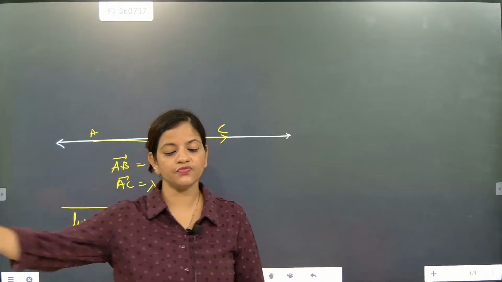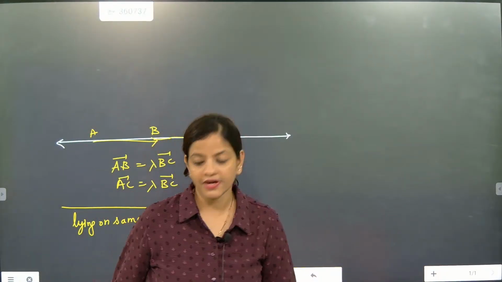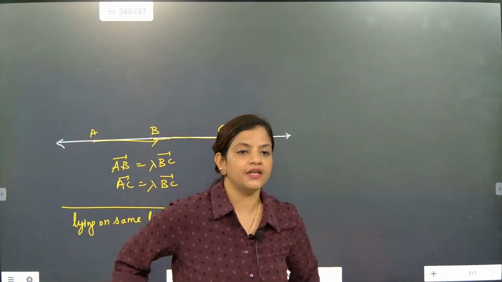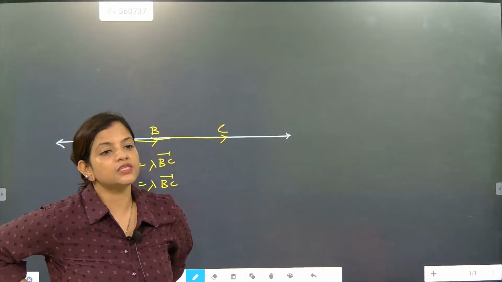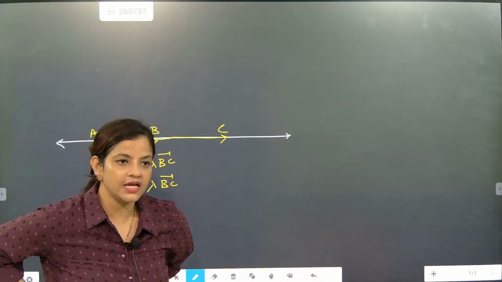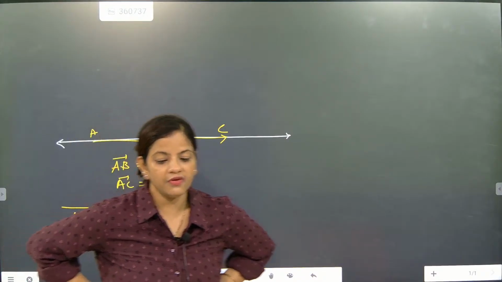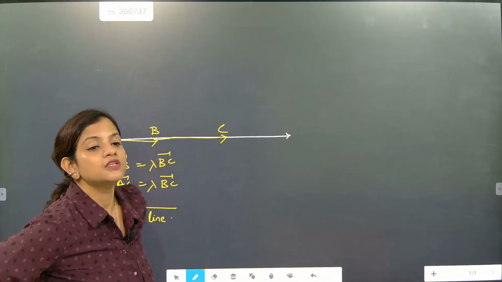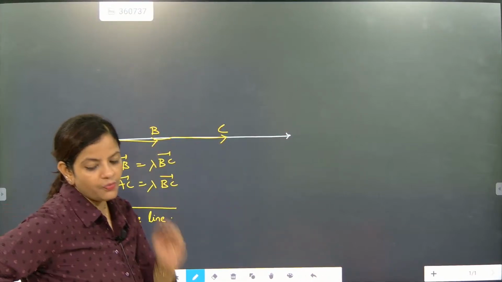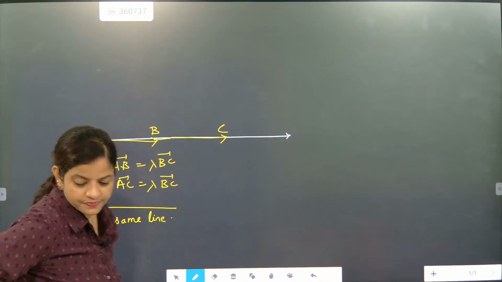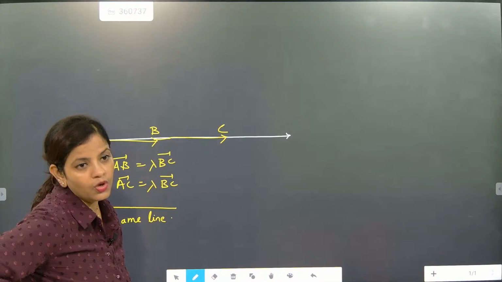See, a vector we are going to denote as a line. And when we denote a vector as a line, the vectors will be coming from the same support. That's a very, very crucial point. Understood? So here it is exactly considered as collinear.